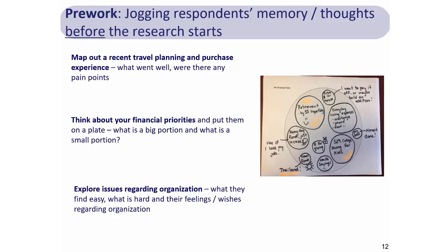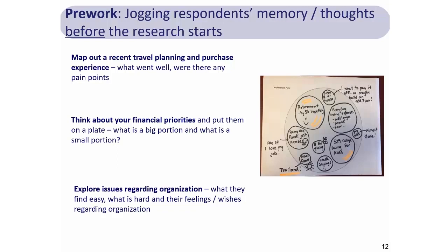In thinking about their financial priorities, have them put it on a financial plate. What big portions do they have? What small portions do they have? And here I actually showed you an example on the screen. That's a little bit of a mock financial plate that I put together that shows somebody might have a large portion of financial planning that goes to retirement now or everyday expenses, and then a smaller portion that's for travel and fun or paying off debt or extra for the house kind of thing. So it just gives you an idea as a researcher how they prioritize things, and it gives them a fun way of thinking about it as well that they then can talk to when you meet in a group.